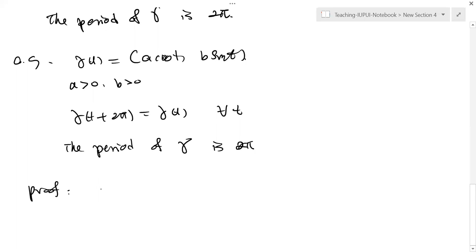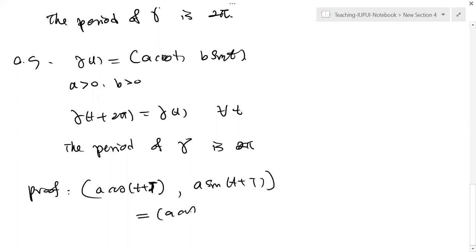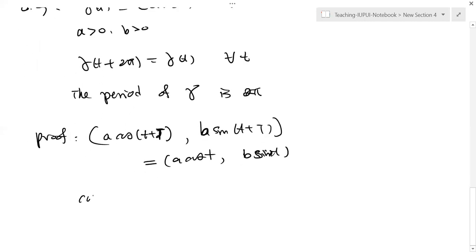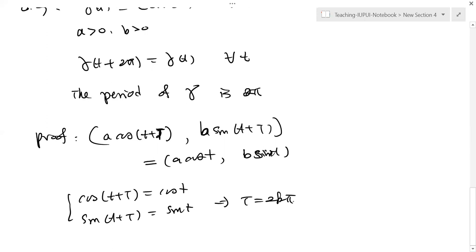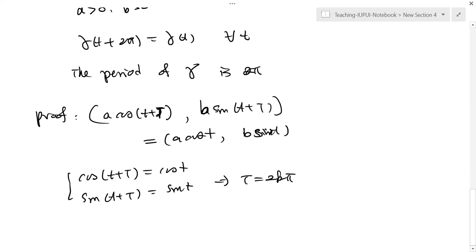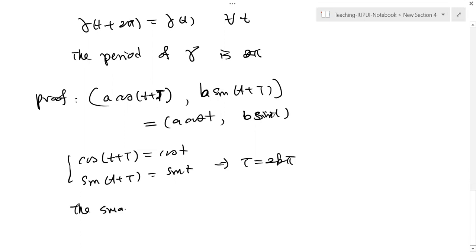What you do is, using the above identity, I can have the following capital T. Cosine of T plus capital T is cosine T, and sine of T plus capital T is sine T. Then this clearly implies T must be 2k pi, but we already know 2 pi is a solution. So the period must be the smallest among all those values of T. The smallest positive number is 2 pi.